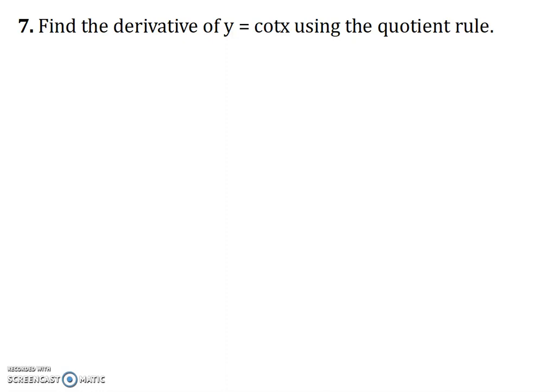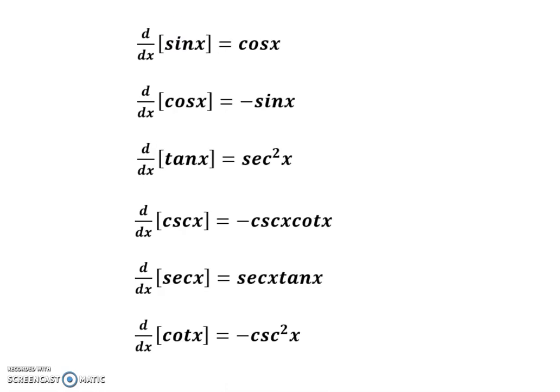Find the derivative of y equals cotangent of x using the quotient rule. Okay, so what we can do is look at our derivative sheet, and I can see that the derivative of cotangent is negative cosecant squared. So I know what I should end up with on this one.